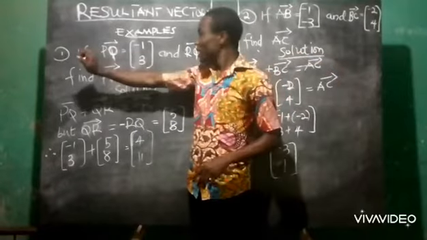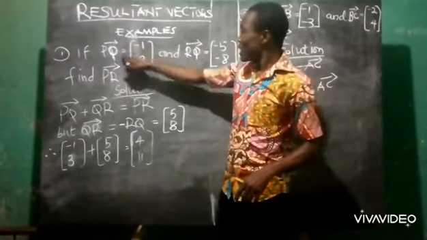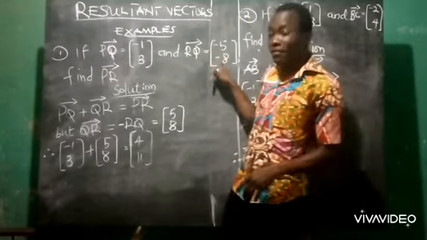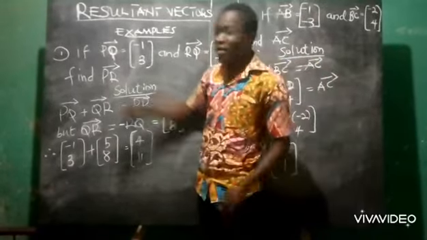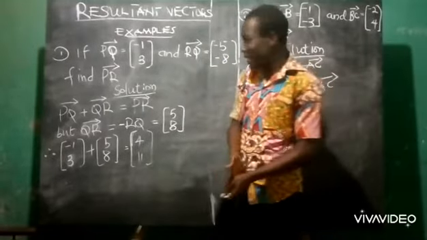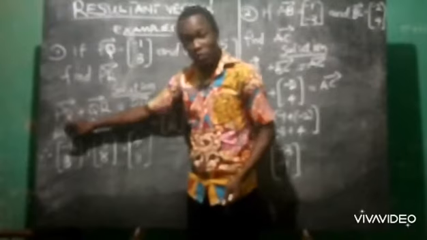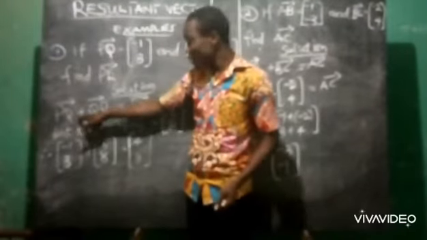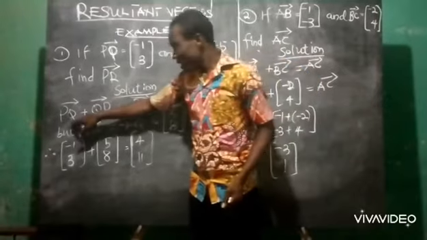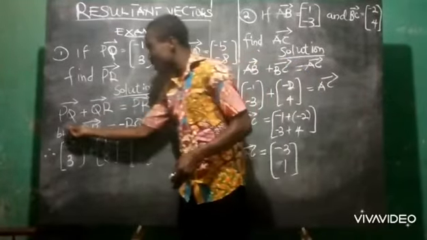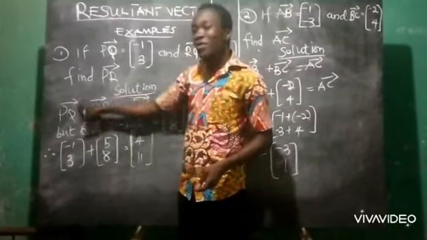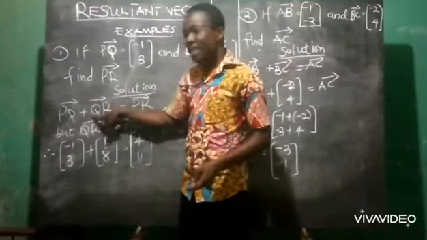Number one, if PQ is equal to negative 1, 3 and RQ is equal to negative 5, 8, find PR. Now, in our previous video, we talked about resultant vectors and we established the fact that if a vector PQ is added to another vector QR, the answer gives us PR. So meaning that this alphabet over here, which is a Q, if it ends this one, the next one that is supposed to be added to, that Q should begin it.